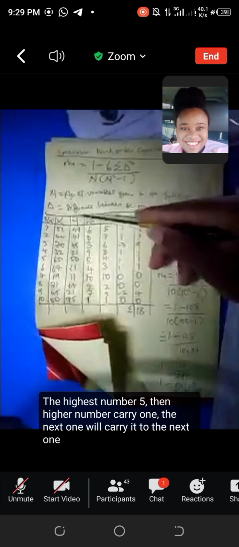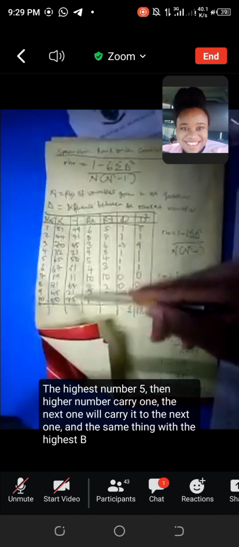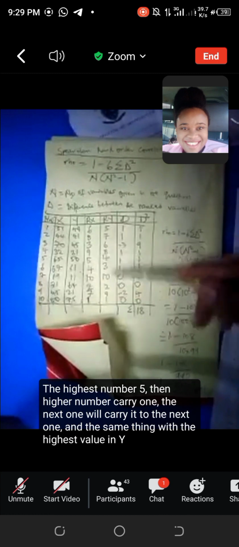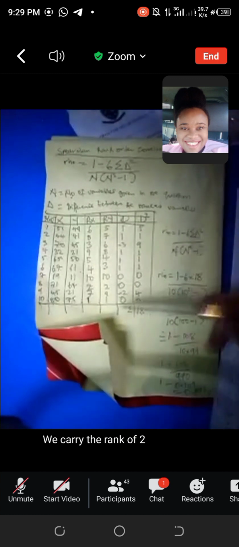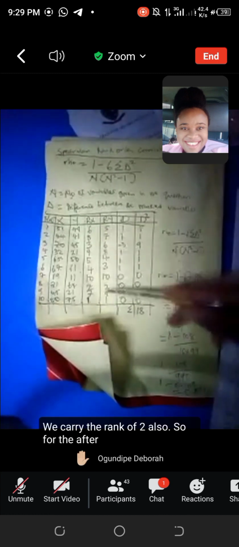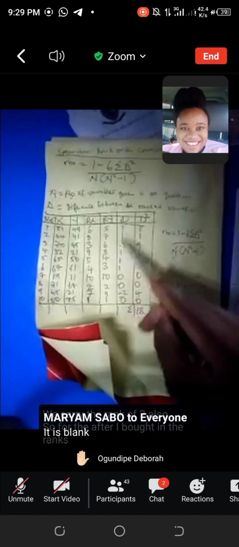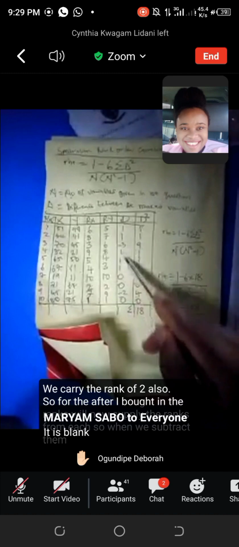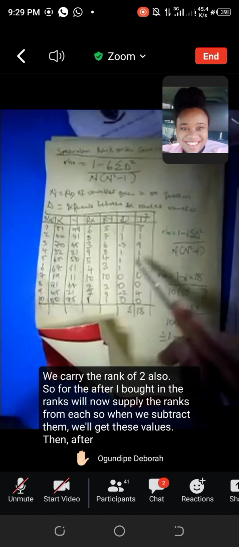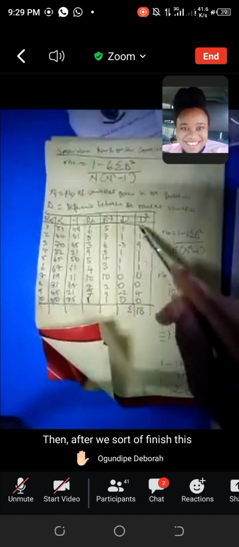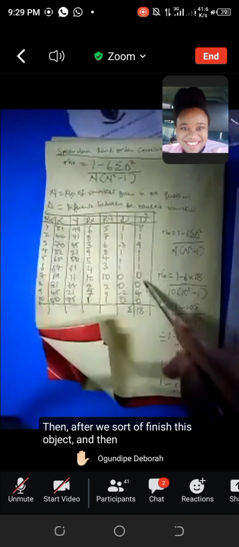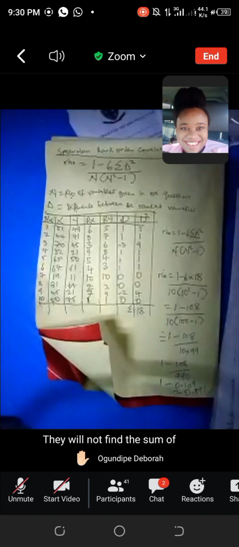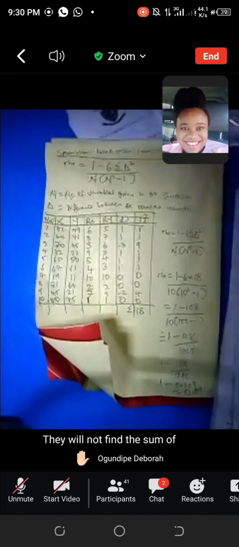And the same thing with Y. The highest value in Y will carry the rank of 1. The next highest value will carry the rank of 2, and so on and so forth. Then after we have gotten the ranks, we'll now subtract the ranks from each other. So when we subtract them, we get these values. Then after we finish the subtracting, we'll square all the answers. Then we'll now find the sum of them all.